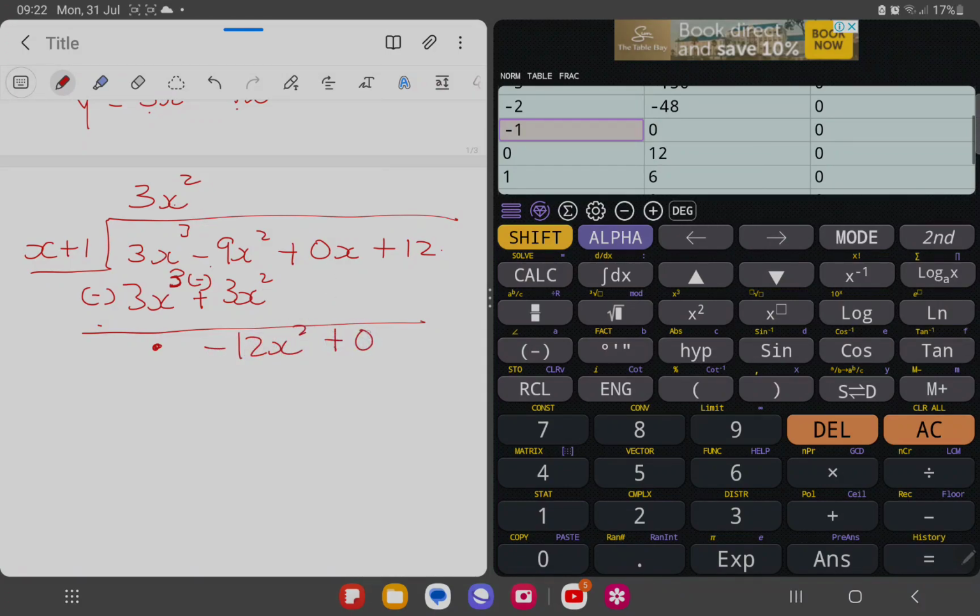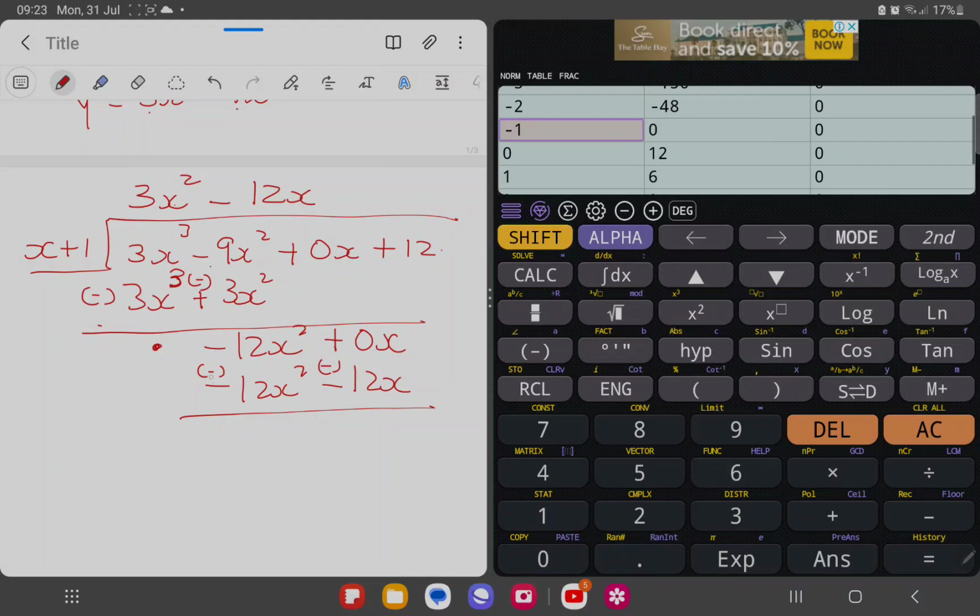Then the 0x is going to go down automatically. How many x in negative 12x squared? It's negative 12x. What is negative 12x times x? It's negative 12x squared. What is negative 12x times positive 1? It's negative 12x. Then you draw a line. Then this sign changes. Okay.